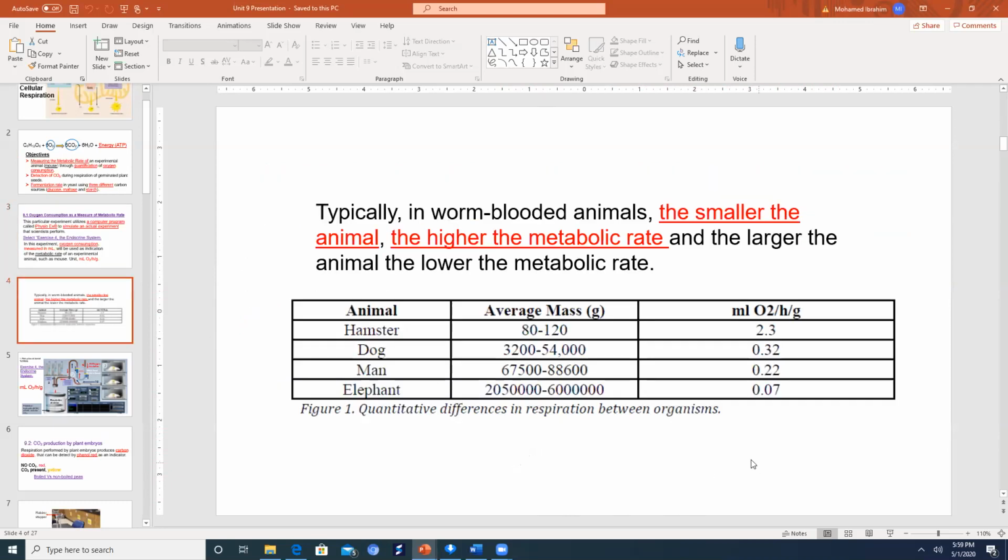Number 2, you need to know that this is very true for warm-blooded animals: the smaller the animal, the higher the metabolic rate, and the larger the animal, the slower the metabolic rate. So if you compare a hamster with an elephant, the hamster is very, very tiny with a very, very high metabolic rate. The elephant is so big with a very low metabolic rate. So you need to remember this as well.